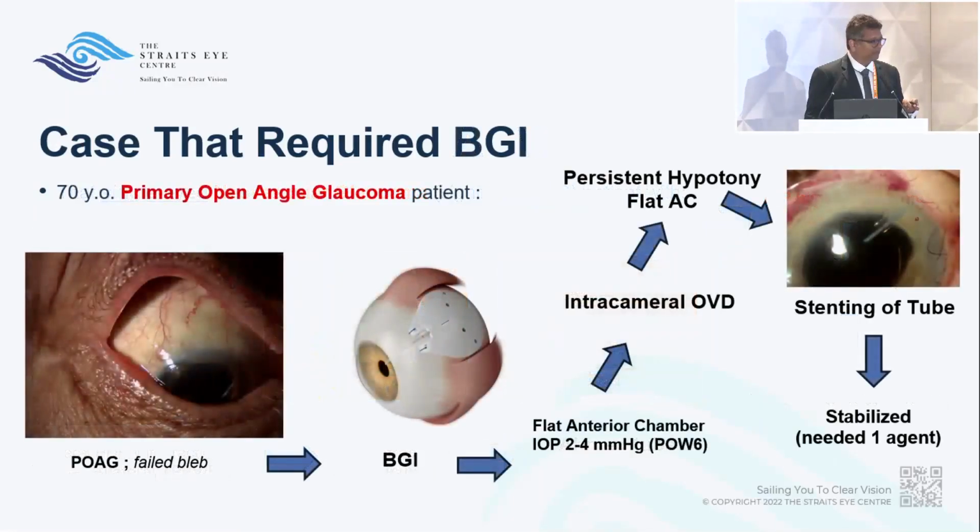But this is a tough patient because there are a lot of other factors. A typical case that might require a BGI as opposed to a valved implant would be, for example, a 70-plus-year-old primary open-angle glaucoma patient for whom there's a failed bleb.